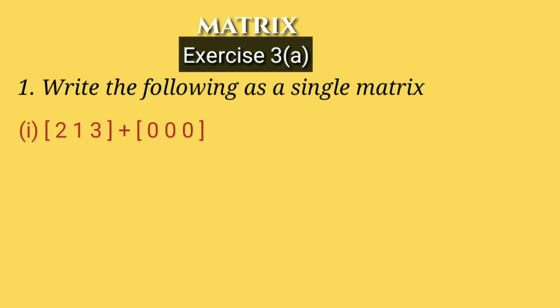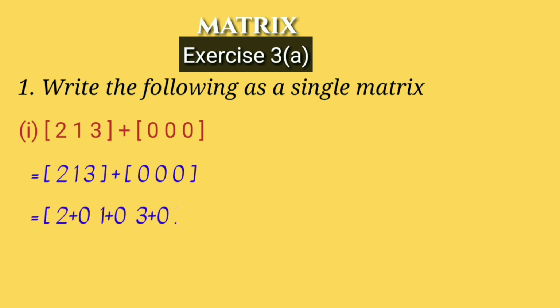Okay, so the given question is equal to [2 1 3] plus [0 0 0]. So add now. It is equal to [2 plus 0, 1 plus 0, 3 plus 0]. So that is equal to [2 1 3]. So 2 plus 0 means 2, 1 plus 0 is 1, and 3 plus 0 is 3. Like that. Okay, that's it. We have to go to the second question.